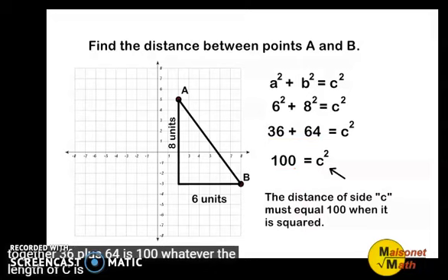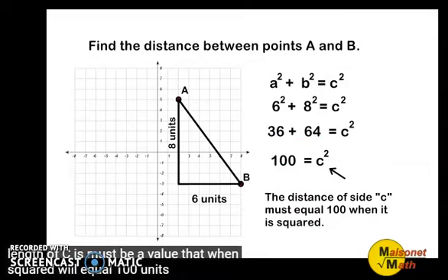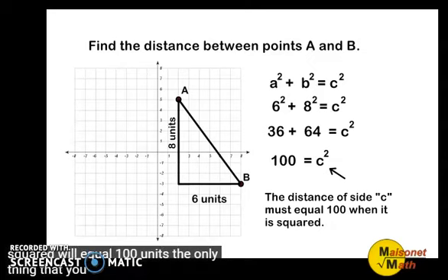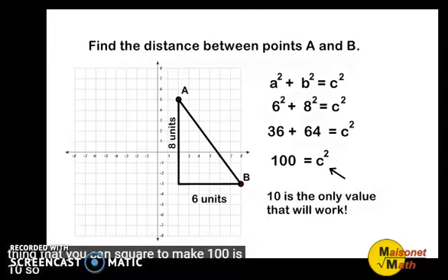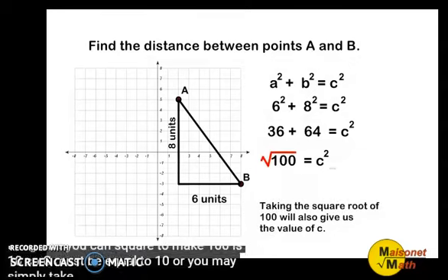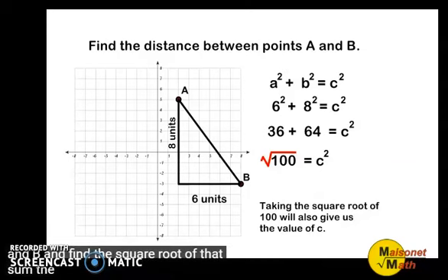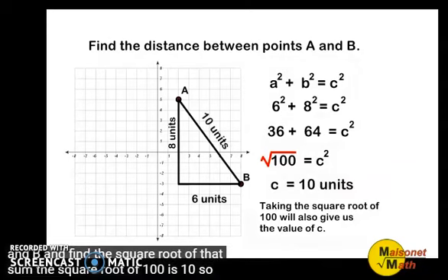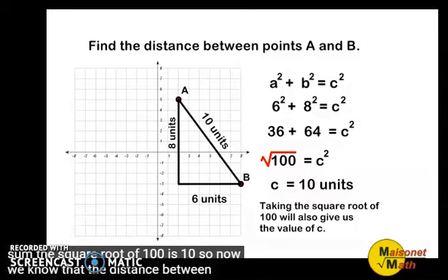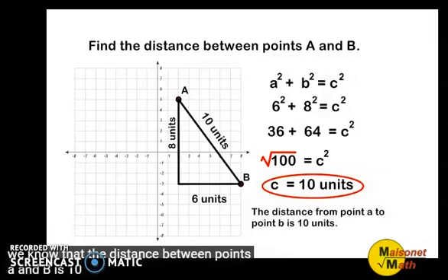Whatever the length of C is, must be a value that when squared will equal 100 units. The only thing that you can square to make 100 is 10. So C must be equal to 10. Or you may simply take the sum of the squares of A and B and find the square root of that sum. The square root of 100 is 10. So now we know that the distance between points A and B is 10 units.